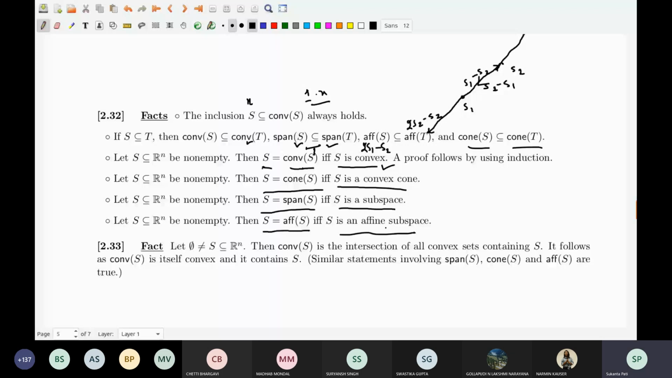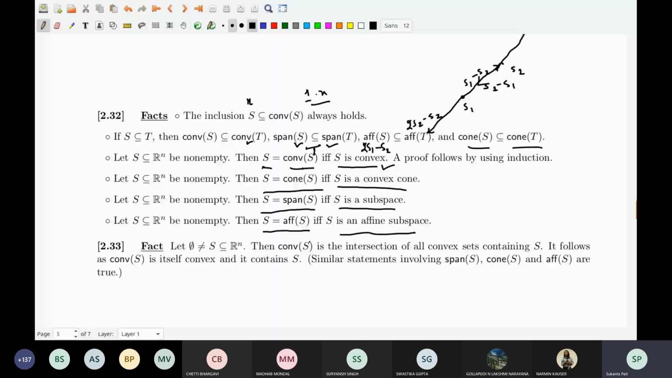Okay, one fact: if you have a non-empty set S, then the convex hull of S is the intersection of all convex sets containing S. You can also prove this. On one side, we defined the convex hull of S as the collection of all convex combinations of elements of S. You can also show that the convex hull of S is actually equal to the intersection of all convex sets containing S. This is easy actually.